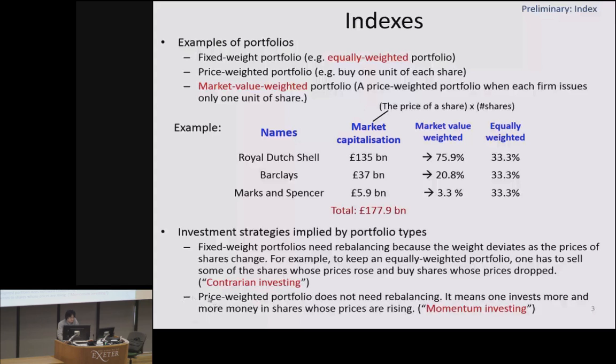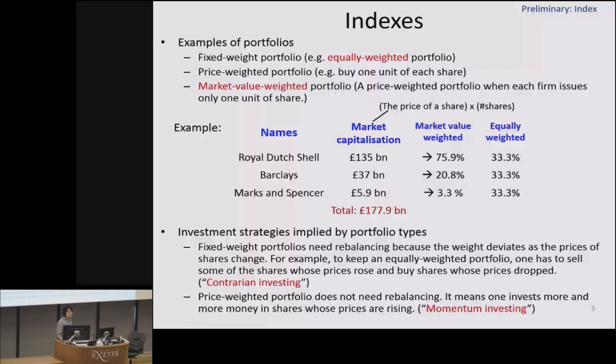In contrast, price-weighted portfolios and market value-weighted portfolios don't need any portfolio rebalancing. Okay, so the prices today are £300, £200, £100. So with a price-weighted portfolio, your portfolio weight should be 3 to 2 to 1. You can achieve that by buying 1 unit of each share. Your portfolio weights should be 3 to 2 to 1 by doing that.